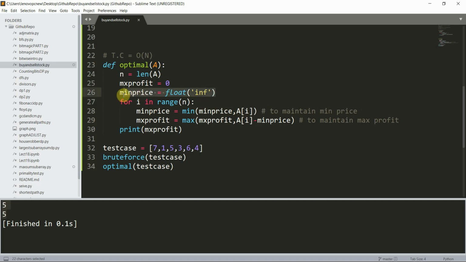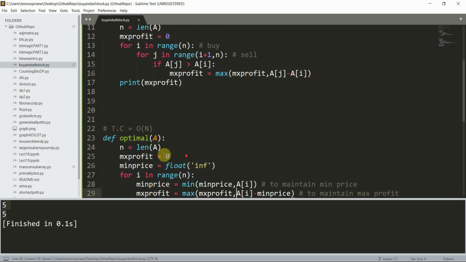First, initialize the min price as an infinite value, as we normally do to maintain a minimum price. Then minimum price is equal to minimum of minimum price and a of i. This is used to maintain the min price. Then max profit is equal to max of maximum profit already, or else you compute the profit right now, that is a of i minus min price. So current price minus minimum price would give you the max profit. So here you can solve this using the O of n approach.